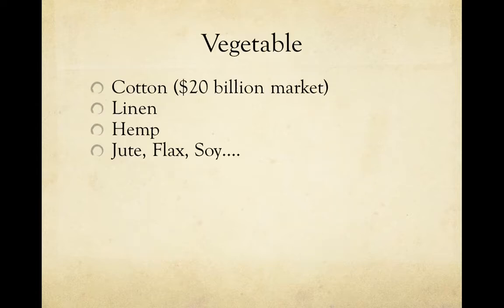A little bit more about vegetable fibers. Cotton, like I said, is very, very prevalent. It composes a $20 billion market. So it's almost too common to be very helpful forensically speaking. And then you also have other types like linen, hemp, jute, which makes burlap, flax, and soy. So all these are vegetable fibers that originate from plants.